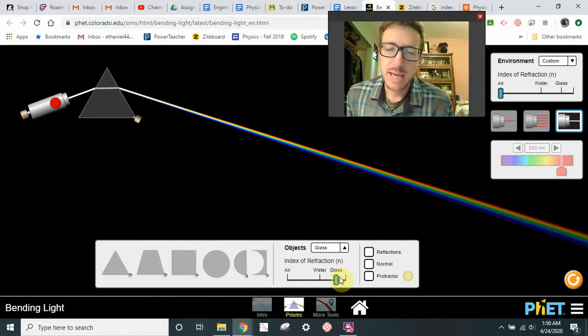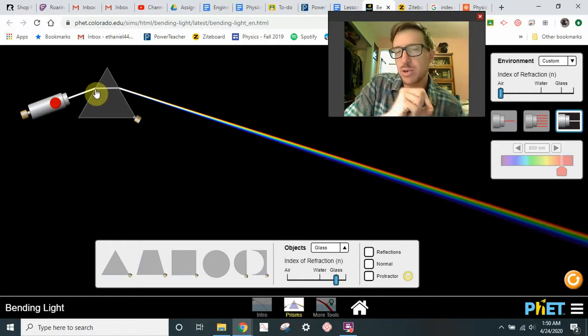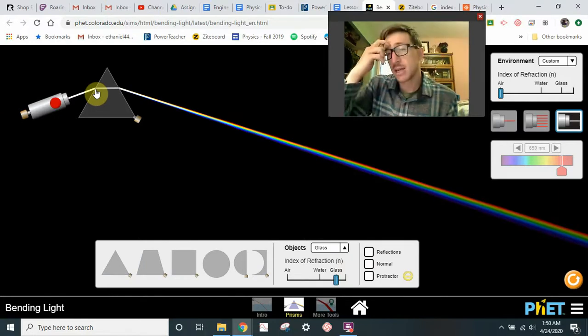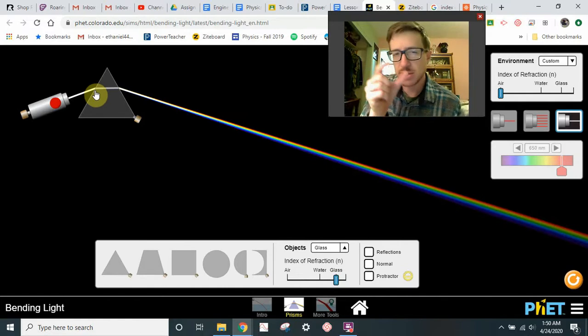So what's happening in this case? We know that in the visible light spectrum, red has the longest wavelengths and the lowest frequency, so there are fewer of them coming by per second. Whereas blue or violet have shorter wavelengths and higher frequencies, so there are more of them passing by per second.